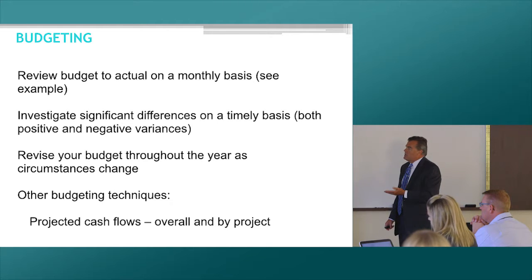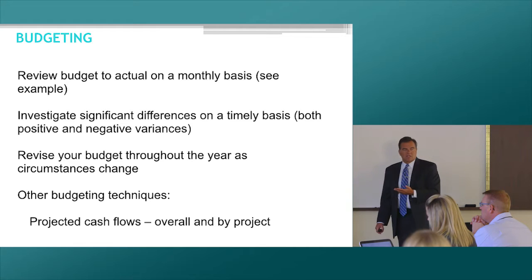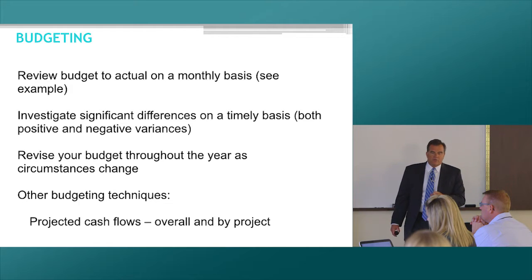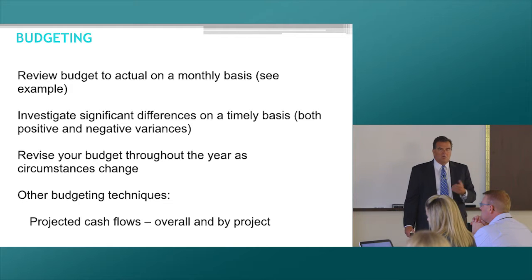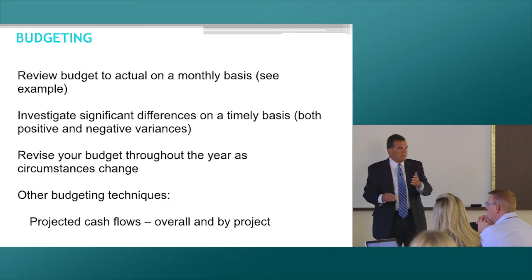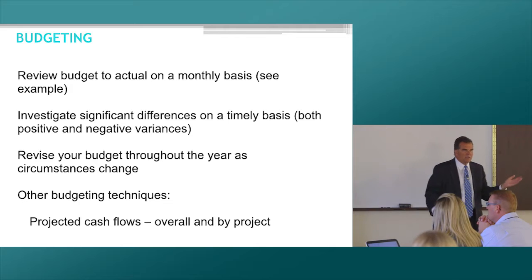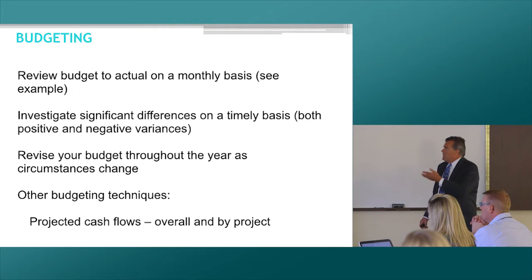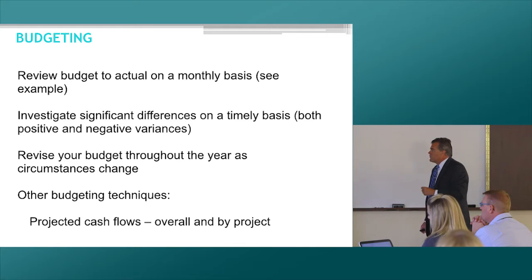And then, if you need to, revise your budget throughout the year, circumstances change. Let's say you thought health insurance is going to be $5,000 a month. Well, maybe you got a big increase and now it's $8,000 a month. Well, go back and change your budget because you're going to have a variance every month. Unfortunately, that's a cost that you're going to have to deal with. And then we have other budgeting techniques, projected cash flows, overrun by project.